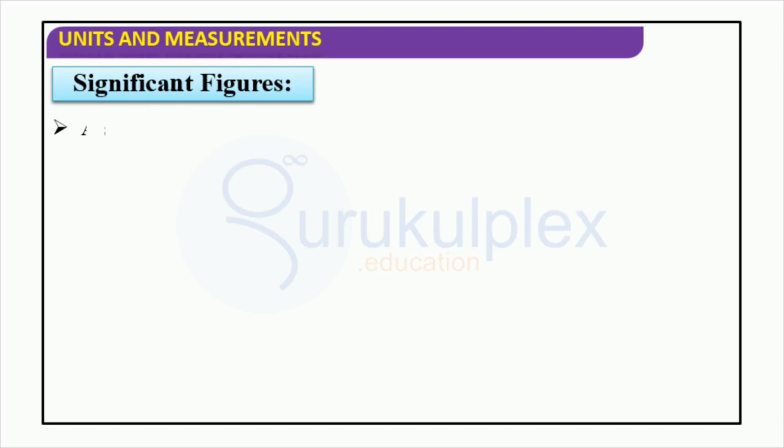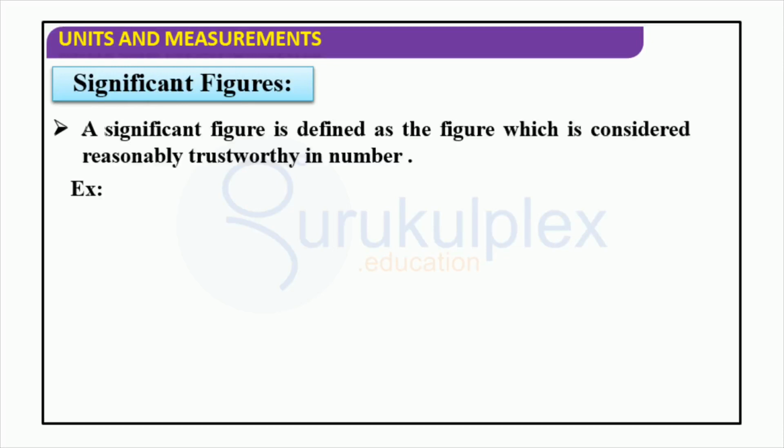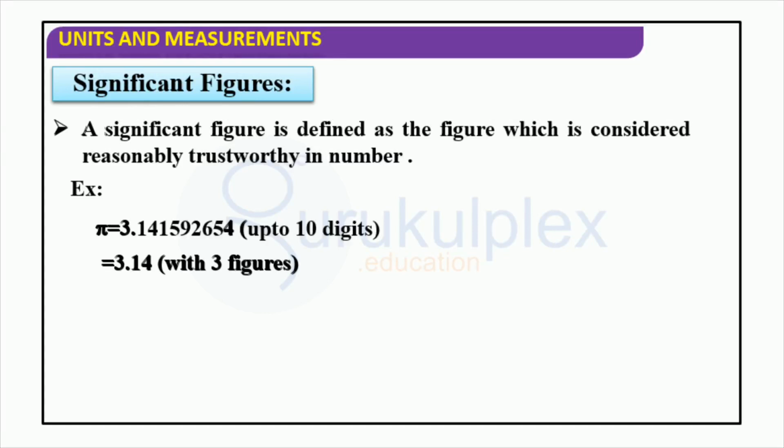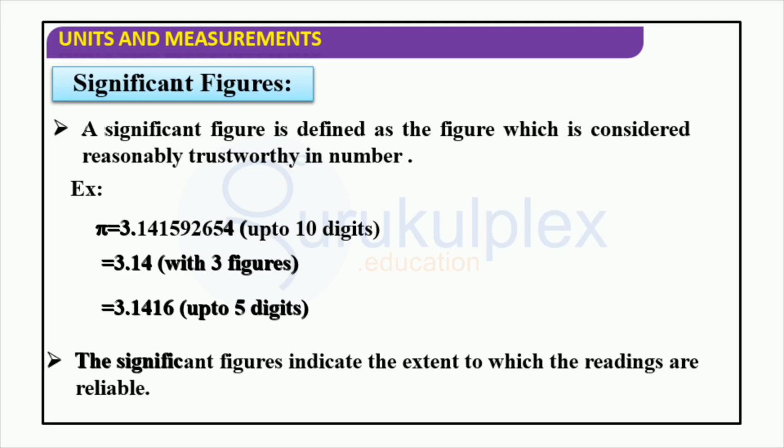We will examine significant figures, which represent the figures seen to be dependable when determining a numerical value. As an example, when measuring pi, it may be observed to have 10 digits, in other words 3.141592654. This can be truncated to 3.14, with 3 digits, or 3.1416, with 5 digits. The number of significant figures represents the veracity of the measurement.